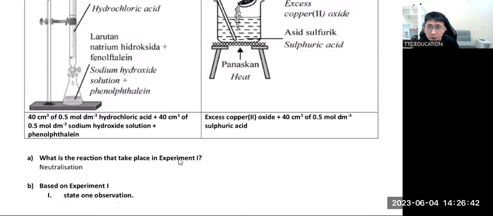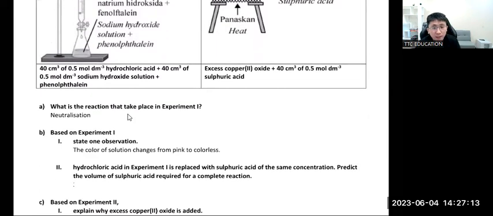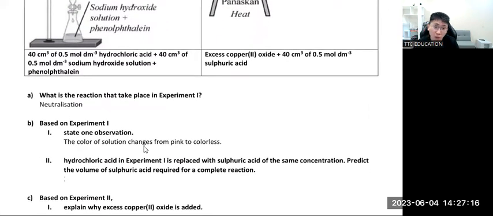Okay, then state one observation. So what do you see, guys? When you add hydrochloric acid to your sodium hydroxide with phenolphthalein, what are you supposed to observe when you do this experiment? You drip acid into alkali and you observe the color, right? So it's supposed to have a color change. We know phenolphthalein in alkaline is initially pink. Then when you drip, it becomes neutral and turns colorless. So the answer here is the color of the solution changes from pink to colorless.